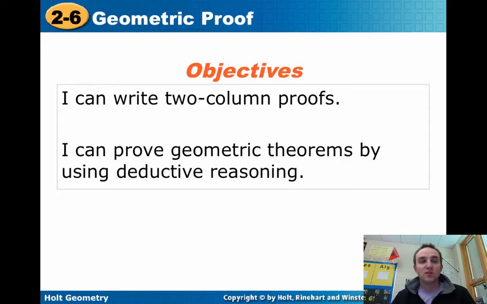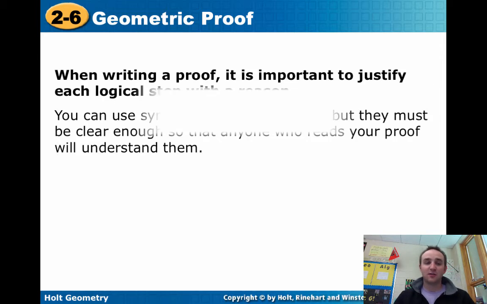Here we go, section 2.6, geometric proof. So we're really getting into what the meat of geometry is here in two-column proofs. This is something that not everybody enjoys doing, but I think it's important to be able to reason your way through something and show why something is the way that it is. So our objective for today: I can write two-column proofs and I can prove geometric theorems by using deductive reasoning. We've already talked about deductive reasoning, so let's take a look.